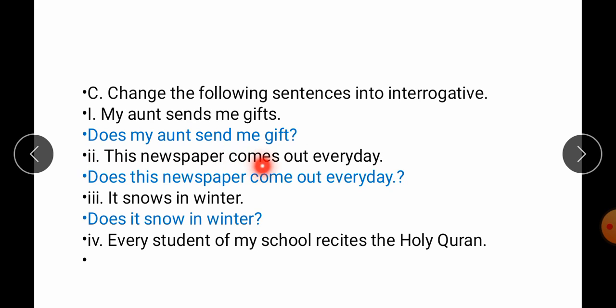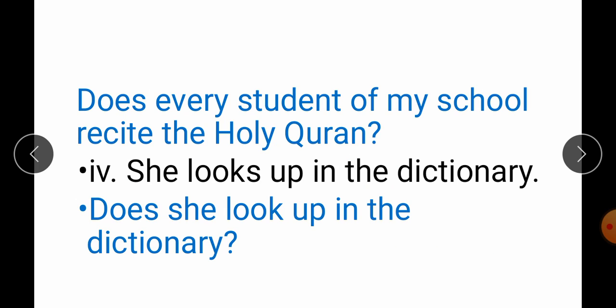This newspaper comes out every day. Does this newspaper come out every day? It snows in winter. Does it snow in winter? Every student of my school recites the Holy Quran. Does every student of my school recite the Holy Quran? She looks up in the dictionary. Does she look up in the dictionary?